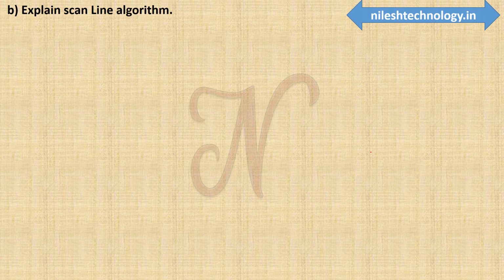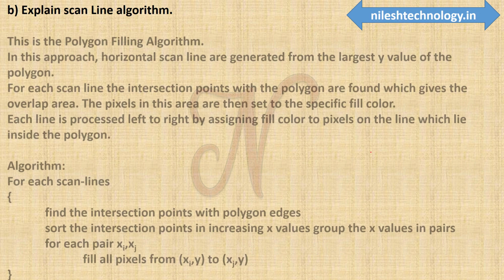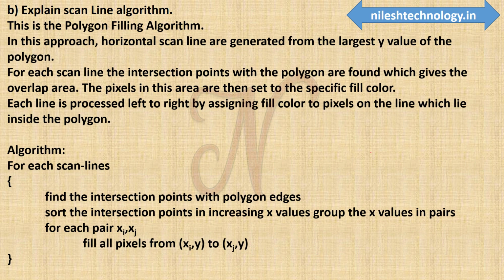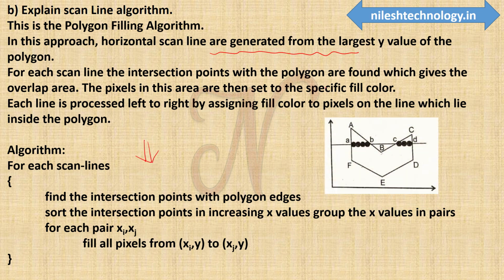Going to the next question: explain the scan line algorithm. This is your scan line algorithm, a polygon filling algorithm. Horizontal scan lines are generated from the largest y value of the polygon. This is your algorithm, and this is one simple diagram. Line by line we fill the polygon using a specific color.